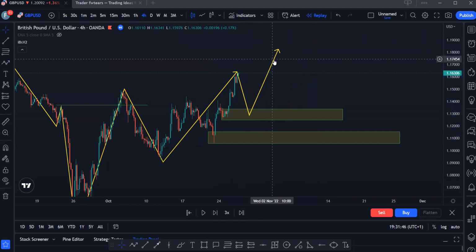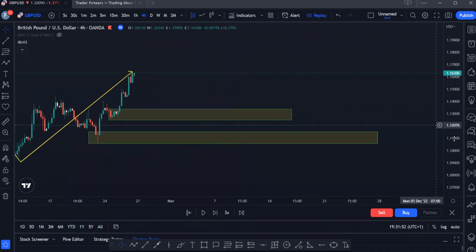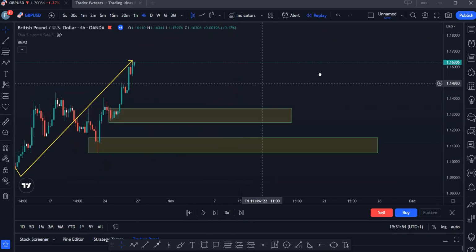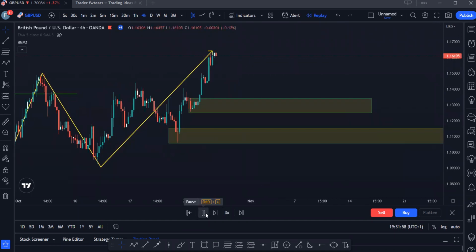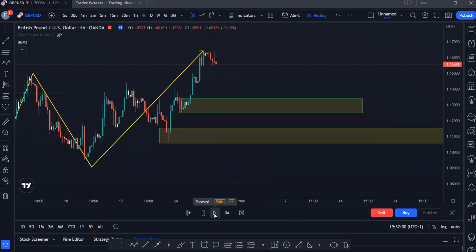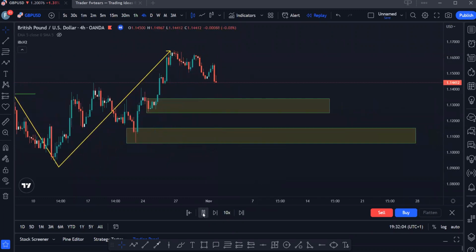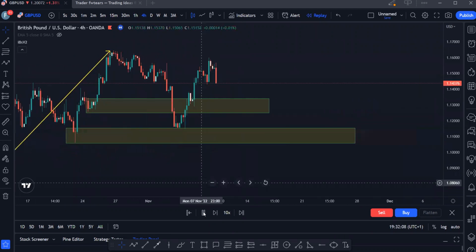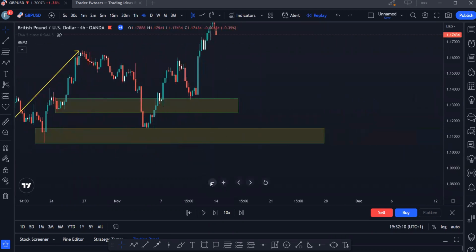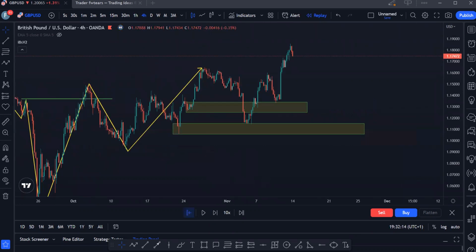Either one works. So let's play it forward and see where and how price reacted at these zones, if price even got to the zones. So let's play it forward. You can see price coming down. Let's make this a bit faster. All right, perfect. So let me rewind this. I should check this.